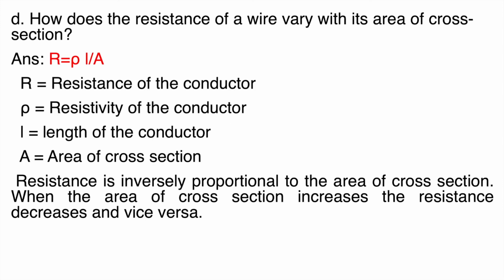Next question: how does the resistance of a wire vary with area of cross section? This is the formula: R = ρL/A. Here we can see that area is inversely proportional to resistance. So when the area increases, the resistance decreases, and when the area decreases, the resistance increases. It is always an inverse relationship.